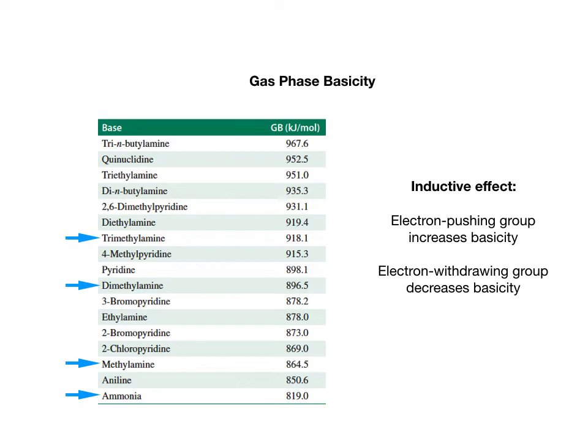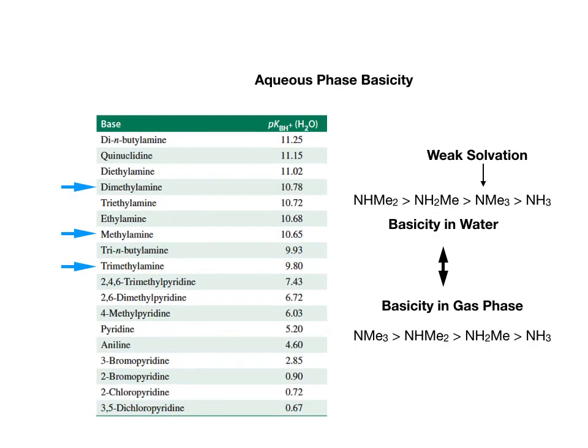So if you look at, for example, pyridine, okay, there's 2-bromopyridine and 2-chloropyridine. And both are less basic than pyridine itself. That's because bromine and chlorine are both weakly electron withdrawing groups when attached to the aromatic ring. Things in the aqueous system are a little bit more complicated. The reason, again, is because of the solvation effect we mentioned just now.